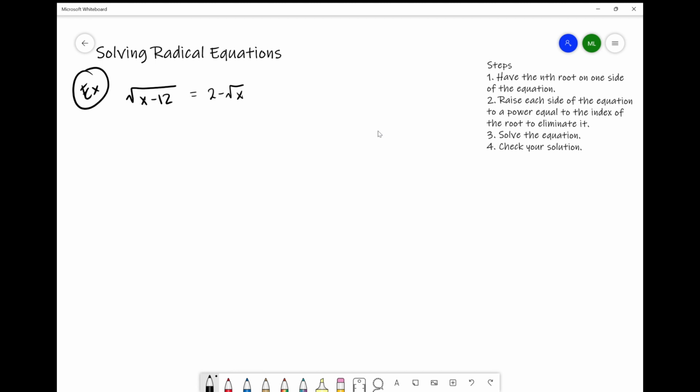But what you have to do here is, if you move that 2 to either side, it's going to be square root x minus 12 plus 2, minus 2, and then you're going to have negative root x on the side. So whatever you do with that 2, you kind of get rid of it. So from here, you basically have radicals on both sides of the equation, so there's not much to change.